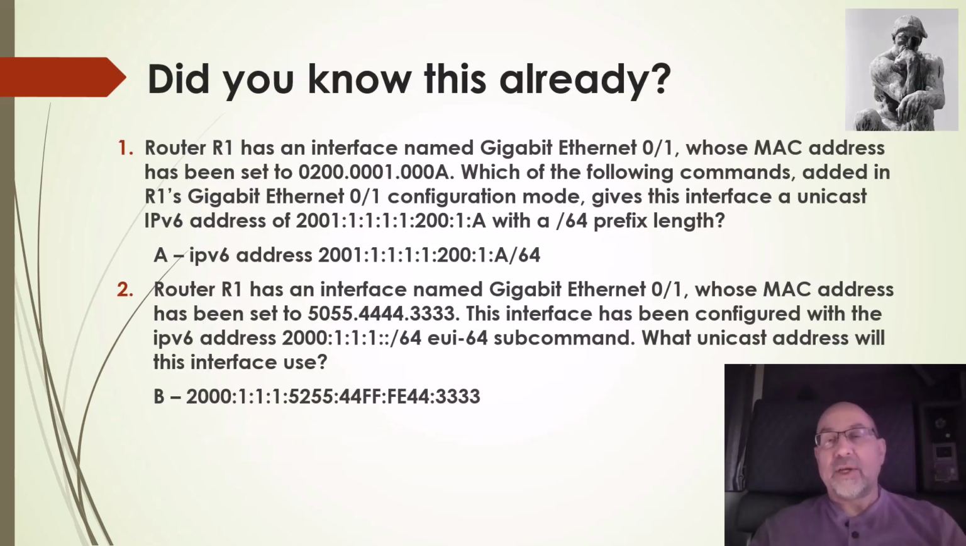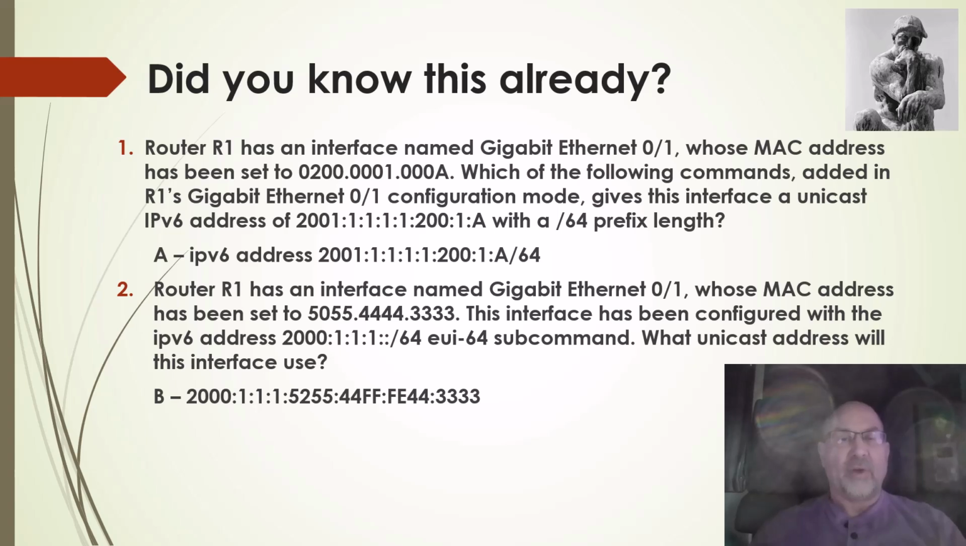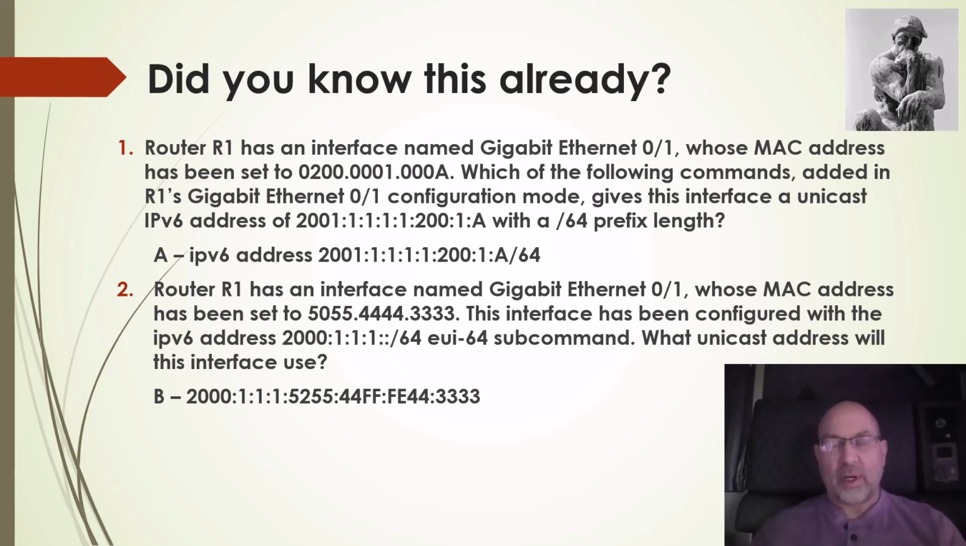Did you or did I know this already? Questions? Question number one, router 1 has an interface, G01, with a MAC address. Which of the following commands added to the configuration would give the interface a unicast IPv6 address of, what do you see there? And the answer is just the first static configuration mode that we had, right? So you just specify IPv6 address and then what you want it to be.